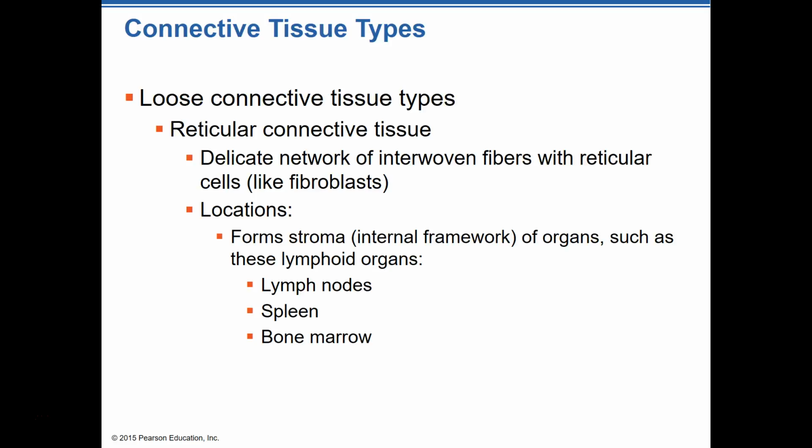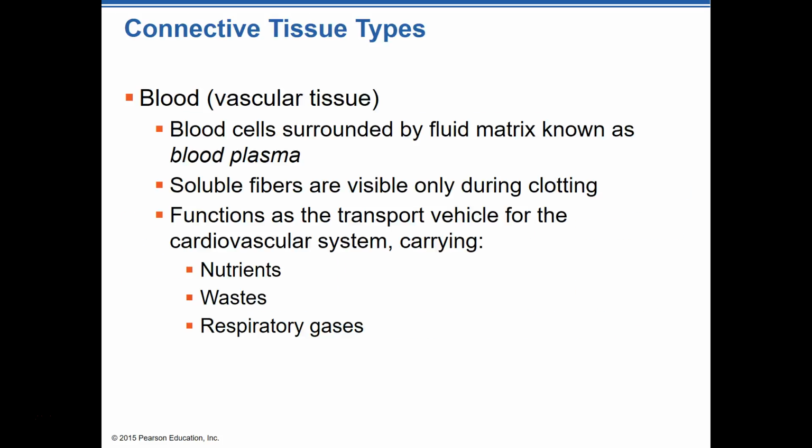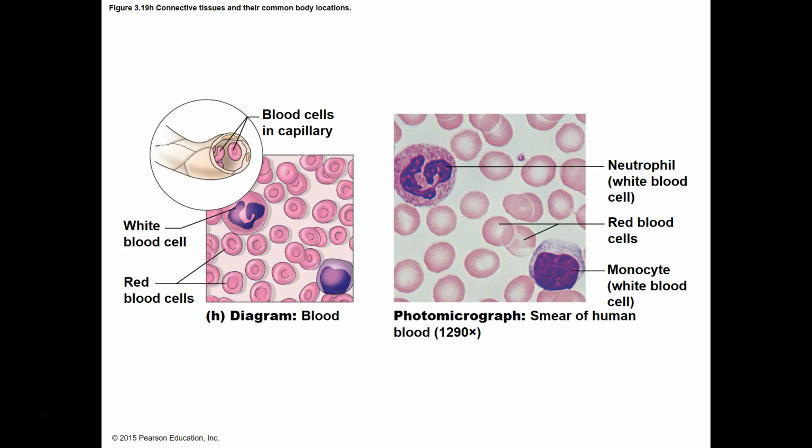There's also some reticular connective tissue that's loose connective tissue. We find that in the lymph nodes and the spleen, and some of it even in bone marrow, that kind of holds those tissues together in those areas. Blood, oddly enough, is a connective tissue. It provides nutrients, disposes of waste, and one of the most important things that it does is its movement of those respiratory gases, which we'll talk about blood in depth at a later date as well.